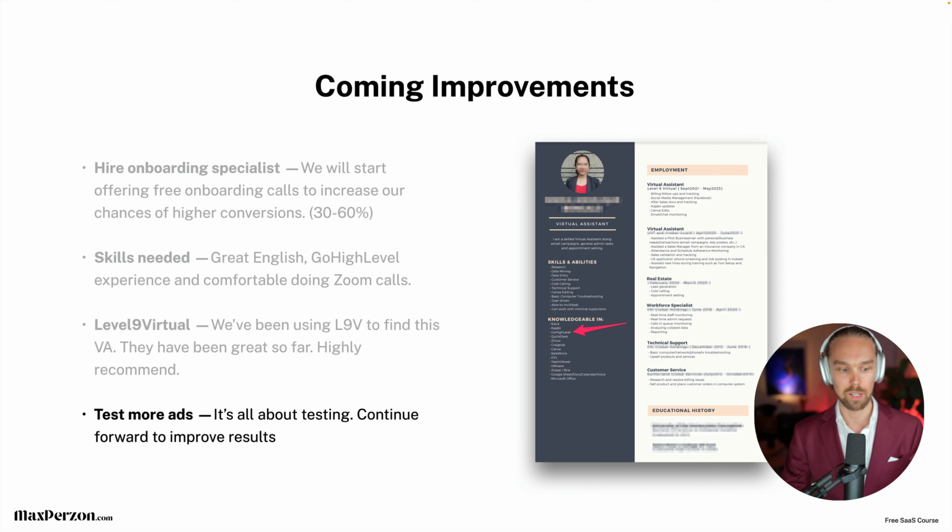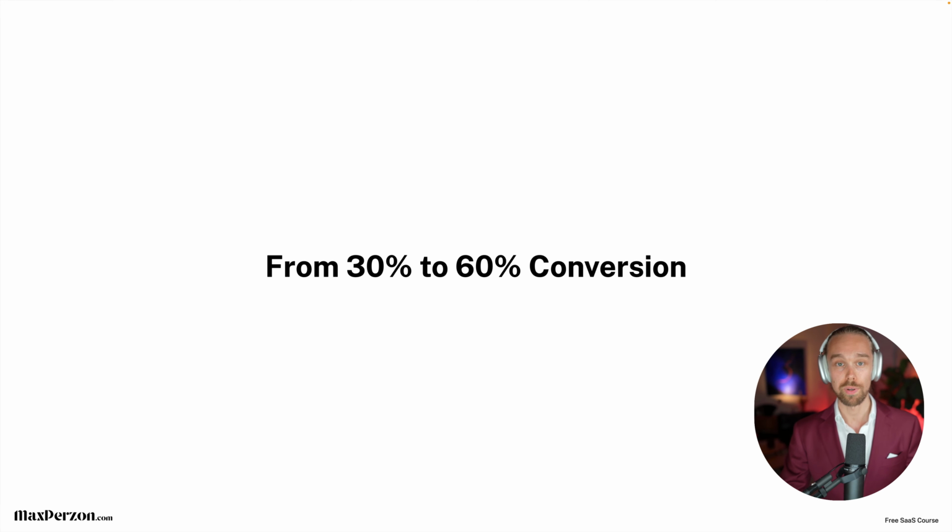Also, coming improvements, right, is that we will continue to test more ads. It's all about the testing, continue forward to improve the results, right? So we can go from 30 to 60% conversions from free trial to new customer, according to the High Level team, right? If we do those onboarding calls, which is huge.